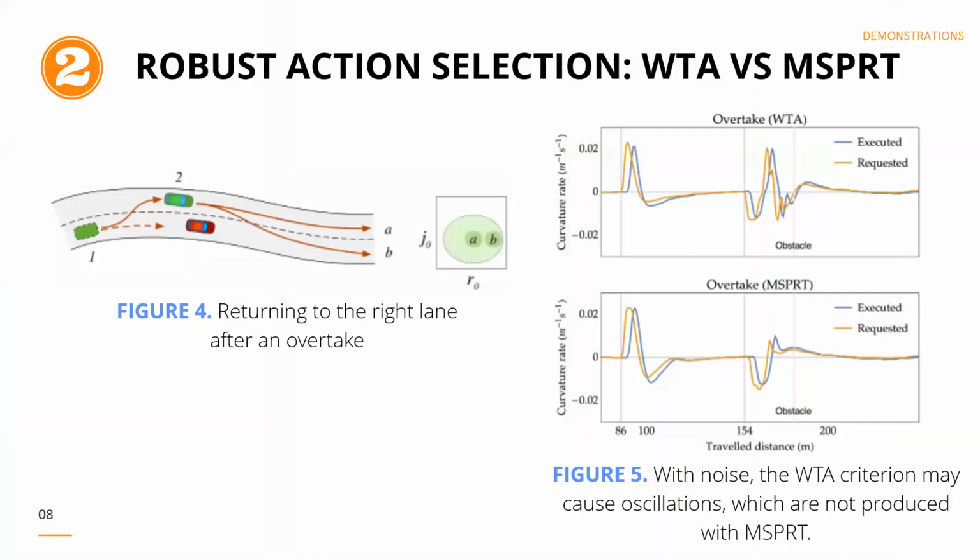Next is robust action selection, WTA versus MSPRT. The picture on the left is the scenario where two actions become equally salient, equally important, which is ideal to evaluate the effect of noise in action selection. Here, the green car is the agent car, which is returning to the right lane after an overtake. At point 2, actions A and B have the same salience. With noise, the WTA criterion causes oscillations which are not produced by MSPRT, as shown in the figure on the right side.